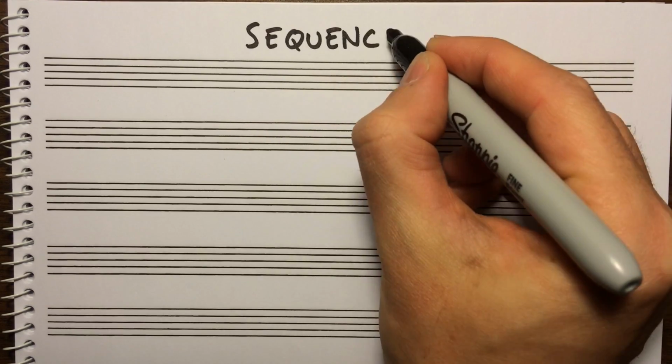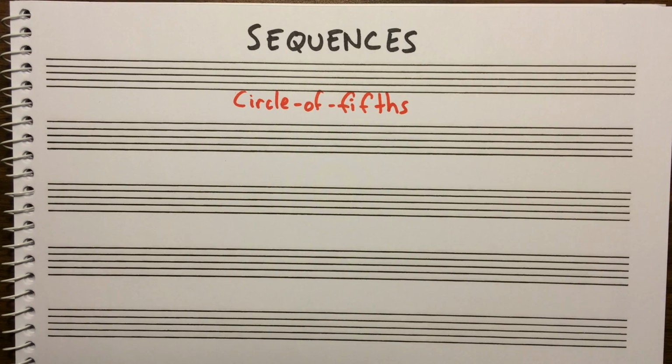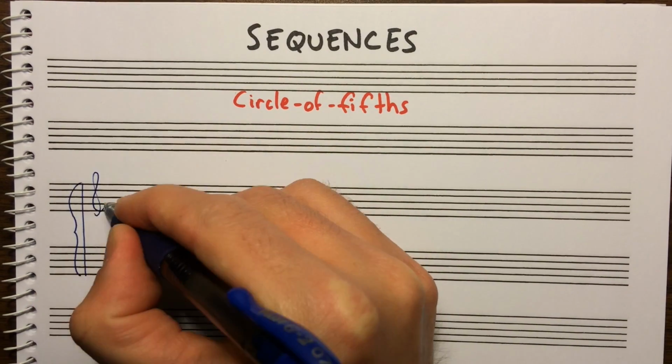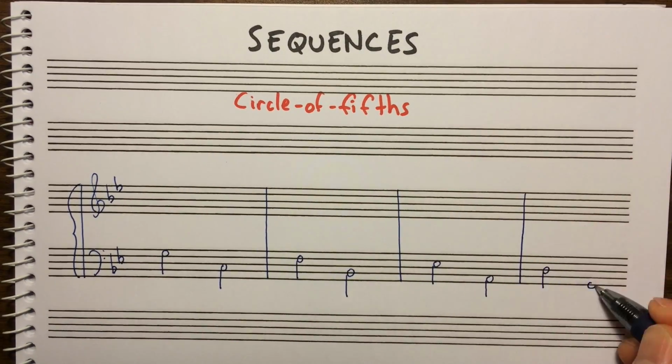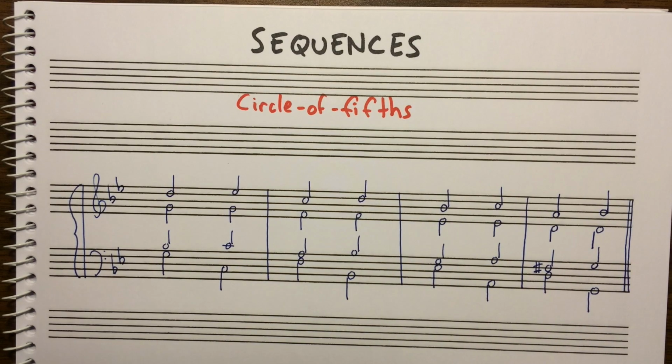As you know, a sequence is a short melodic and harmonic passage that is repeated at a different pitch level. The most common type of sequence is the circle of fifths sequence. In the circle of fifths sequence, each chord has a root a fifth below or a fourth above the previous chord. Here we have a circle of fifths progression in G minor.